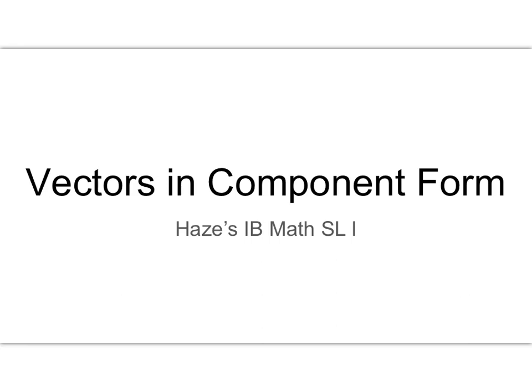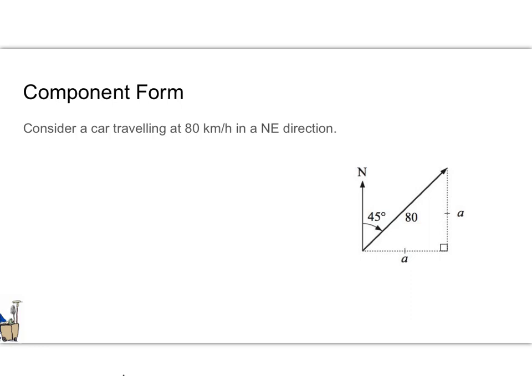Hello again. So far we've looked at vectors through their geometric representations and added them and subtracted them. Today we're going to look at them algebraically. All right, so let's consider a car traveling at 80 kilometers an hour in a northeast direction.